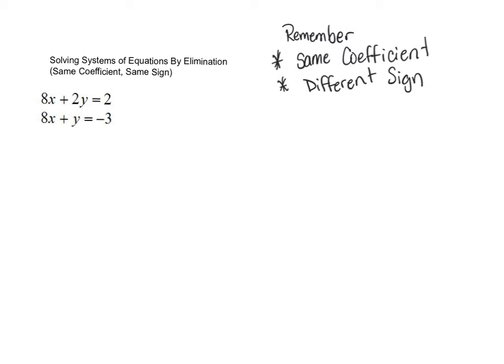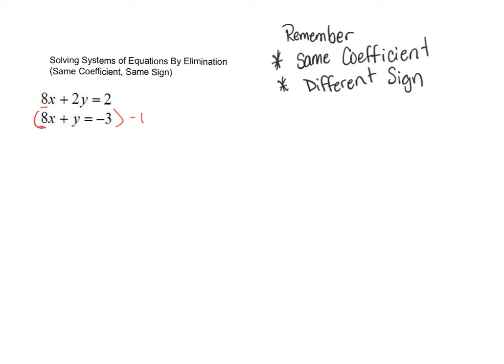So here I can see that I have my system, and the coefficients in front of x are both 8. However, they're both the same sign. They're not different. So I can make it different by taking my entire equation and multiplying by -1. And multiplying by -1 keeps all the numbers the same. The only thing that changes is the sign.